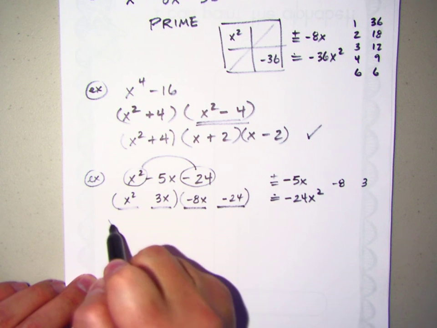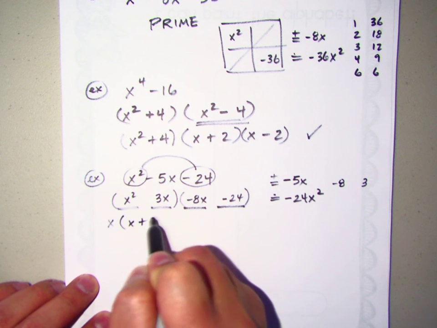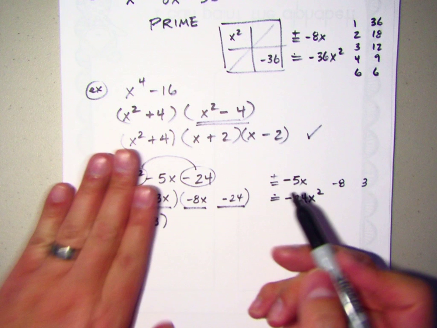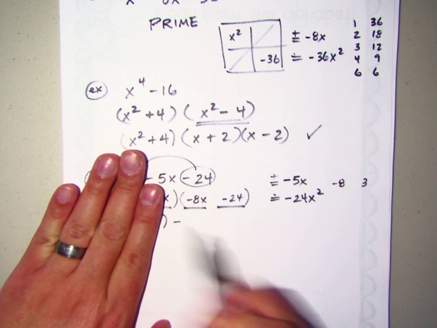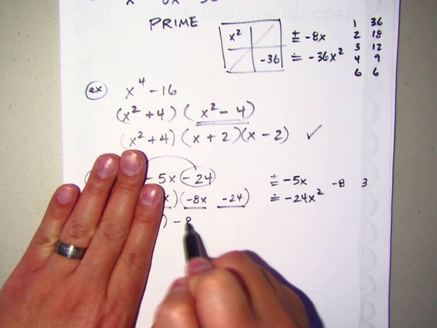And the second parentheses. Now remember, if it begins with a negative, we're going to factor out a negative. 8 and 24, they both share an 8. And if I took that out, I'm going to have x plus 3.